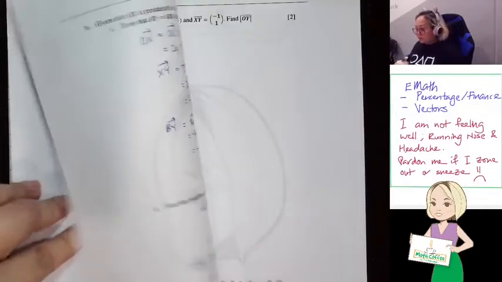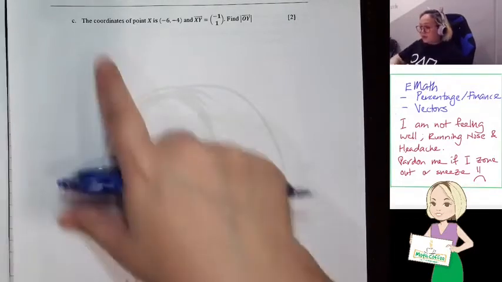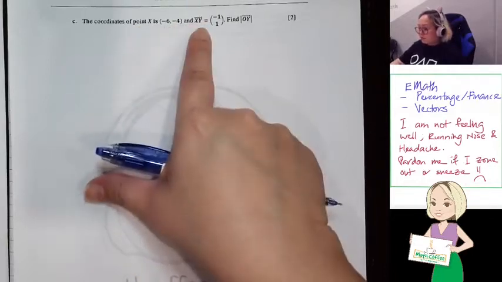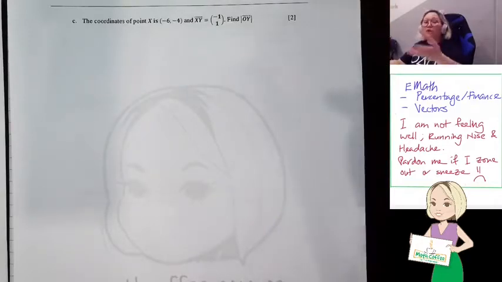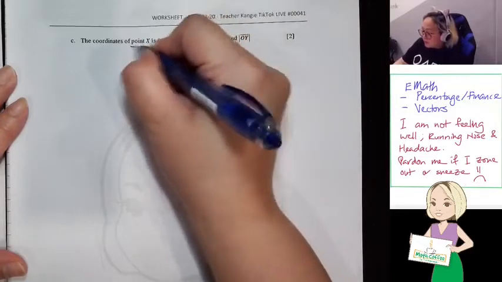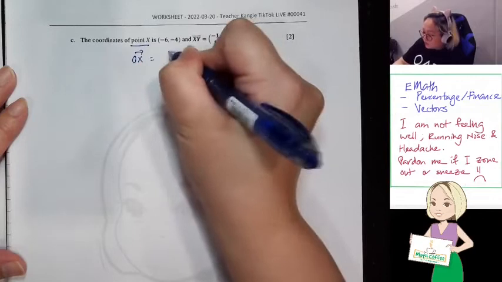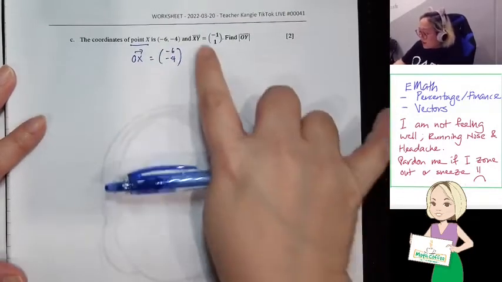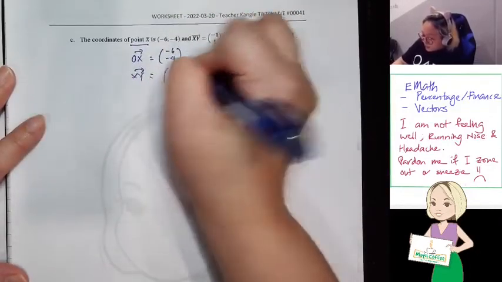Last part for this question. Wow, this part is really long-winded. Okay, now they tell us that the coordinate of point X is this one. They tell me XY is this, to find OY. This one is easy because I already taught you all how to add them, right? So now, first they tell me point X is -6, so I know my position vector will be -6 and -4. And I'm given XY, which is -1 and 1.